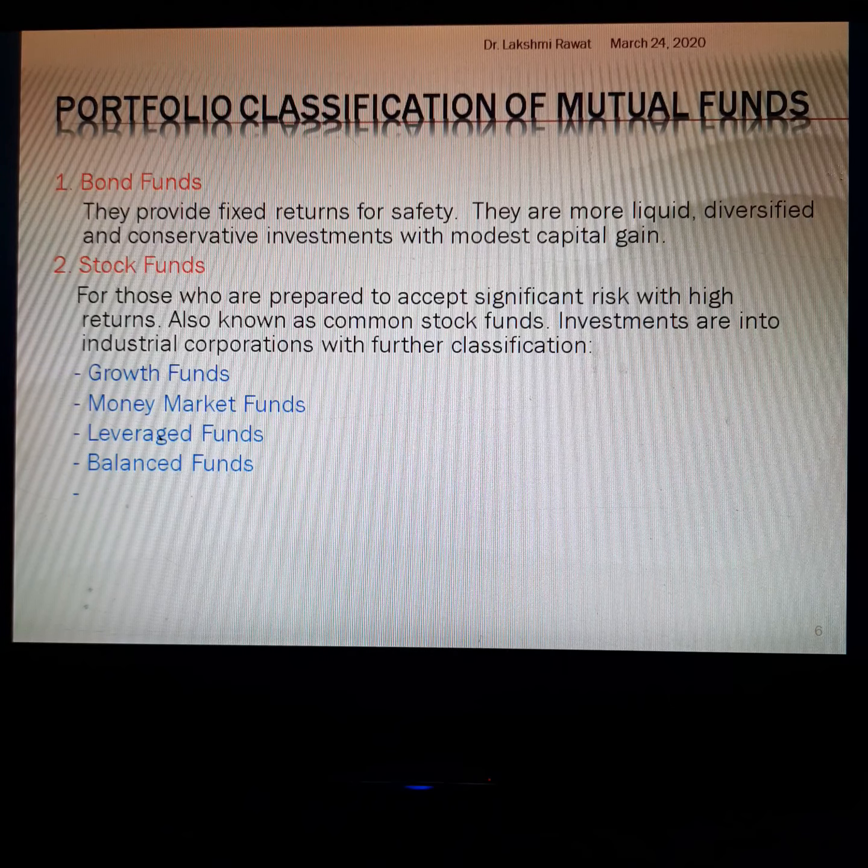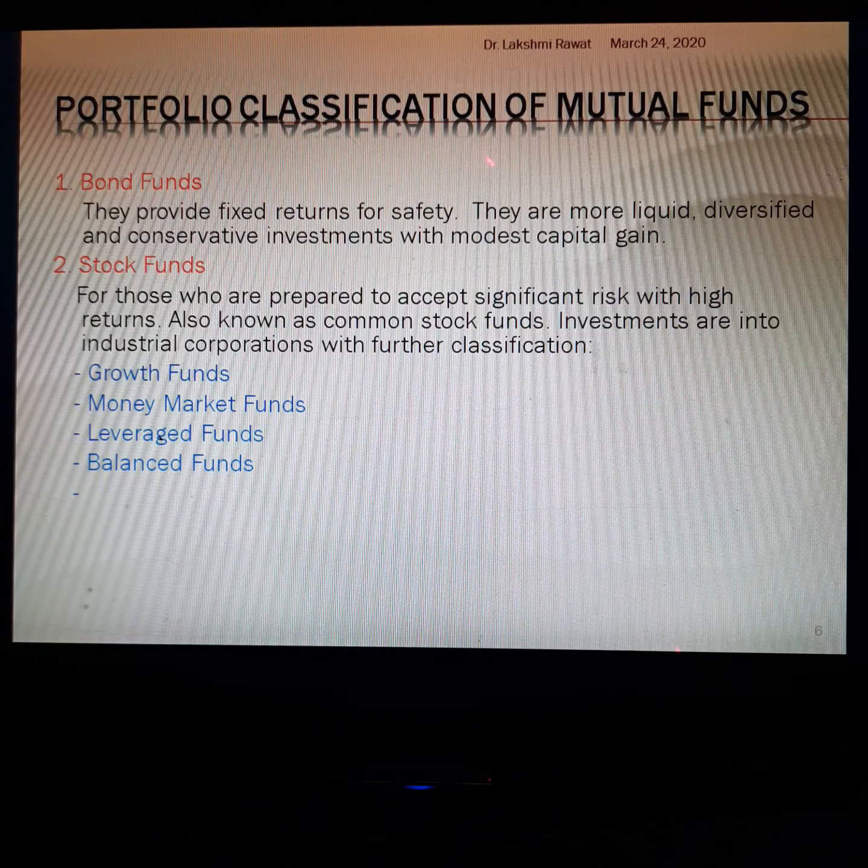Hello, everyone, and welcome back to the session on mutual funds. Now, we move on from understanding the different types of mutual funds. The first one being the portfolio funds, or the classification based on the portfolio of the mutual funds.